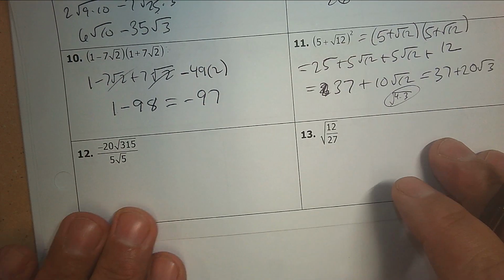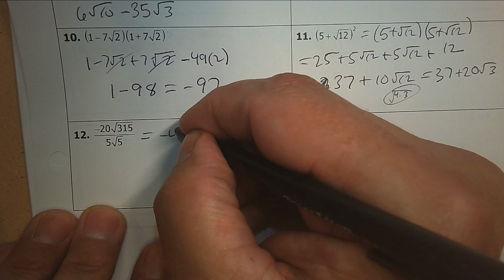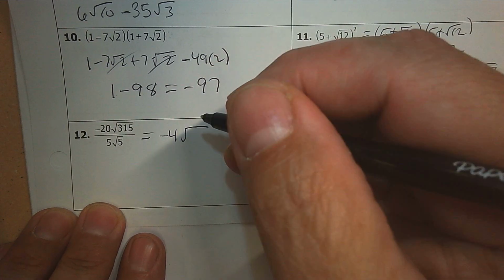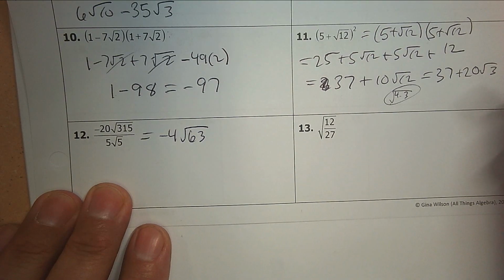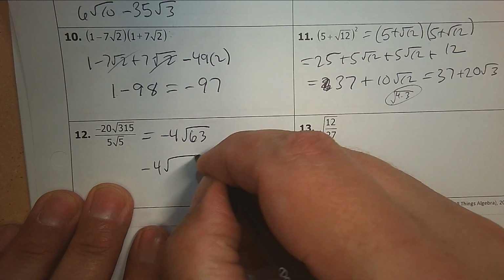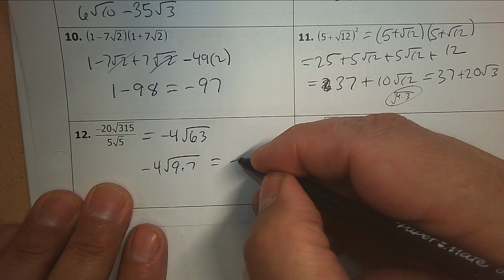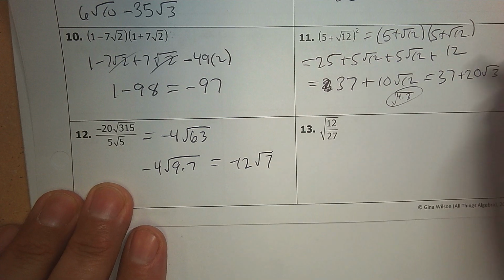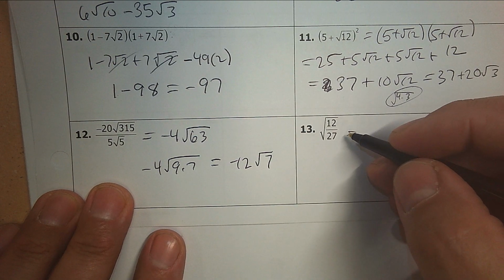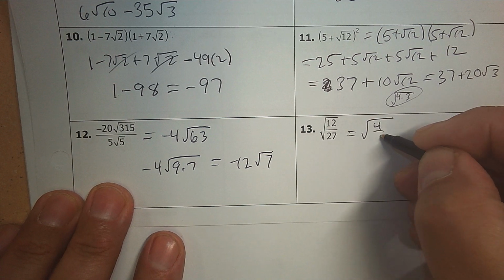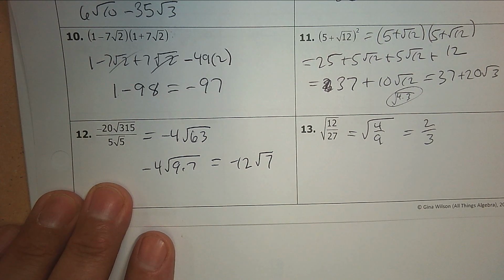All right, 12. Divide, and you get negative 4. Divide, and 5 goes into there 63 times. The square root of 63 is 9 times 7. Square root of 9 is 3 times the 4 is negative 12 root 7. Divide or simplify. 3 goes into both evenly. That's 4 over 9, and then the square root of 4 and the square root of 9, and you get 2/3. Turn the page.